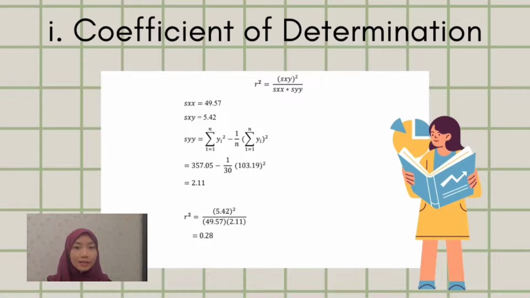Last, we calculate the coefficient of determination, which is r square equals 4.52 square over 49.57 times 2.11, equals 0.28. It means 28% of the total variation is explained by the regression line by the independent variable.